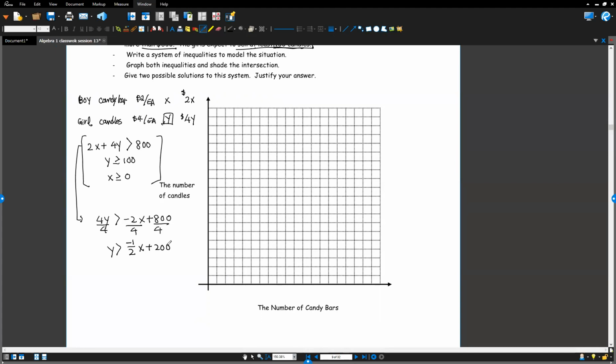The Y intercept is 200. So let me count 1, 2, 3, 4, 5, 6, 7, 8, 9, 10, 11, 12, 13, 14, 15, 16, 17, 18, 19. Oh, that is 200. I thought this is 200. This is 100. This is 50. This is 150 over here.